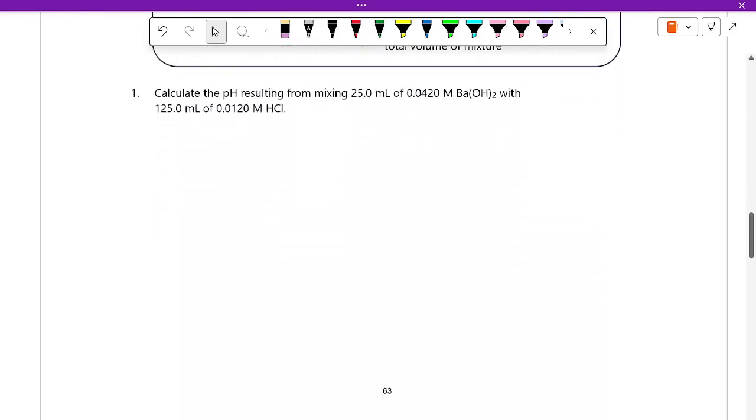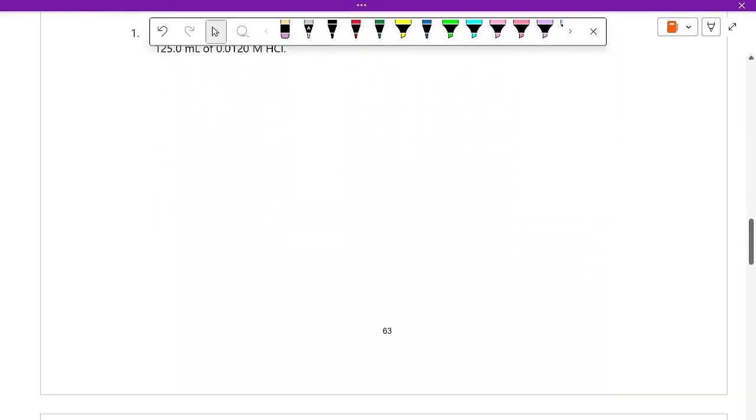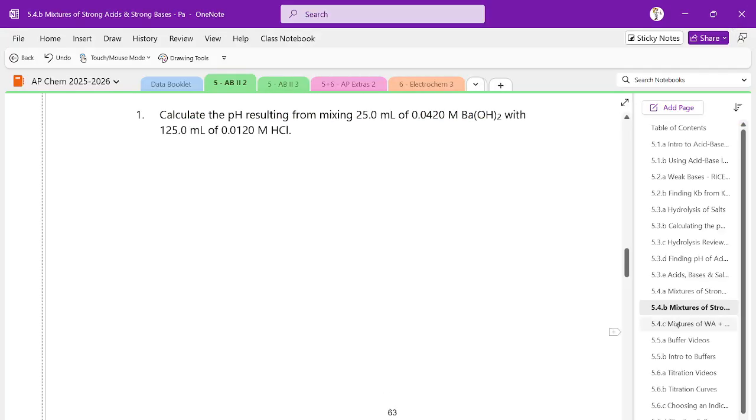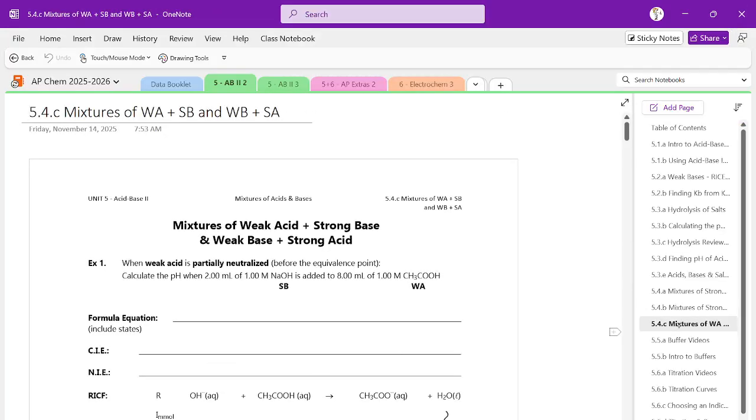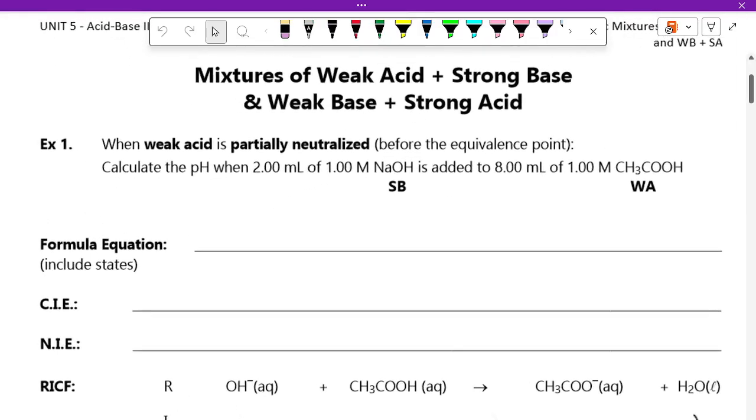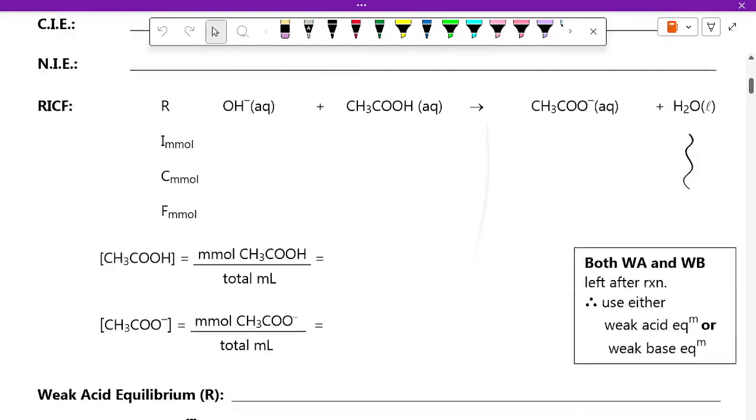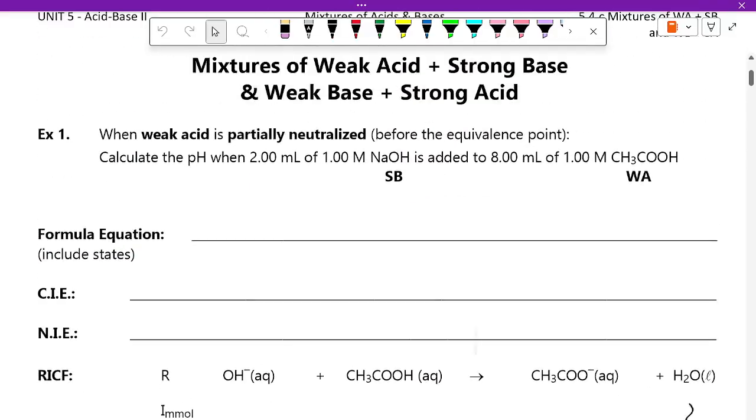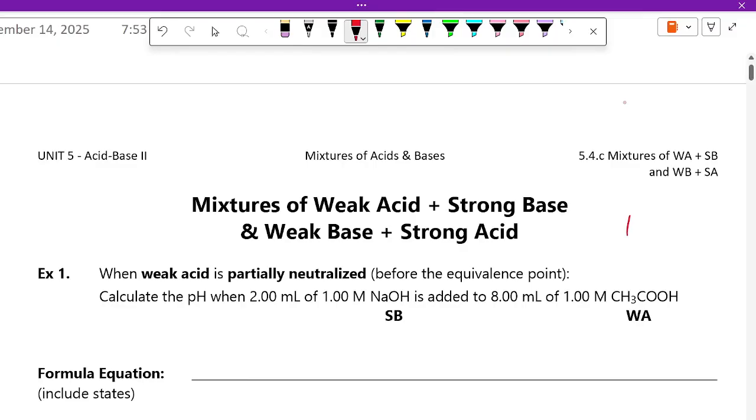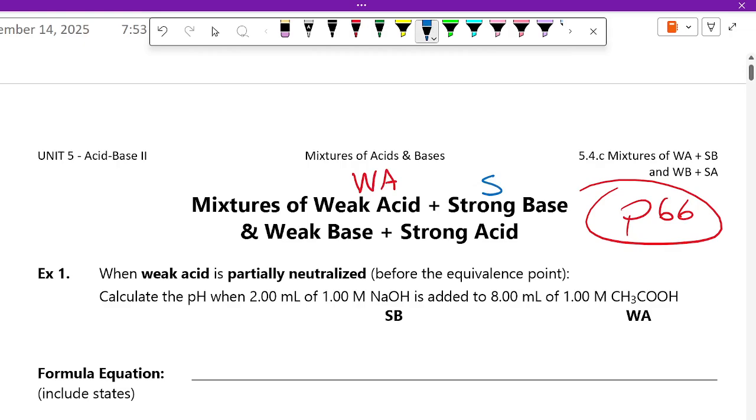We have some exercises here. We're going to leave those just for now because we get to go on to the exciting part of this unit, which is on page 66. So we are going to look at mixtures of a weak acid and a strong base.